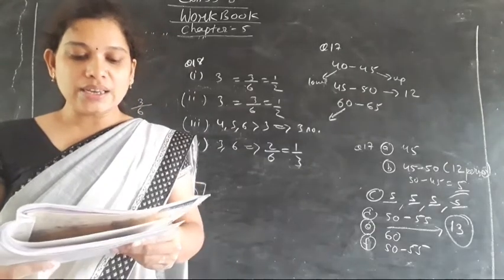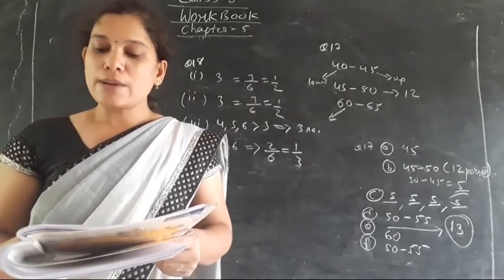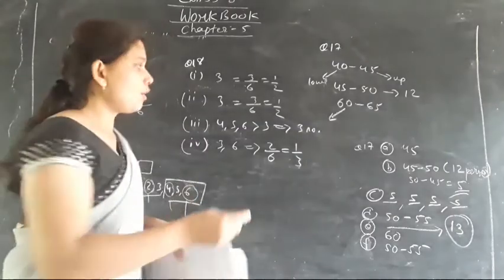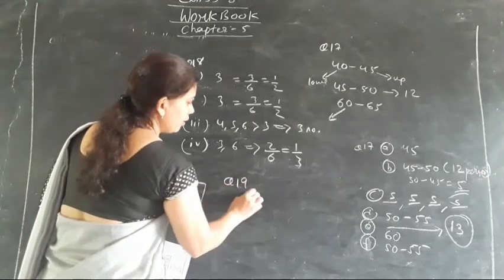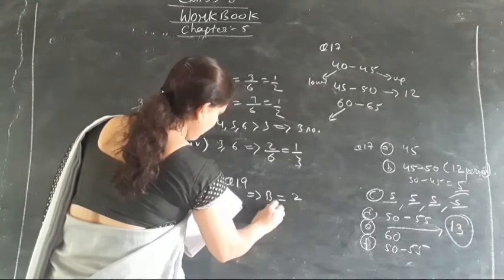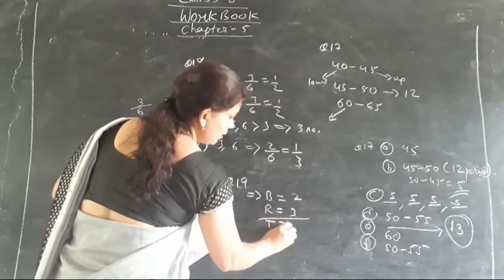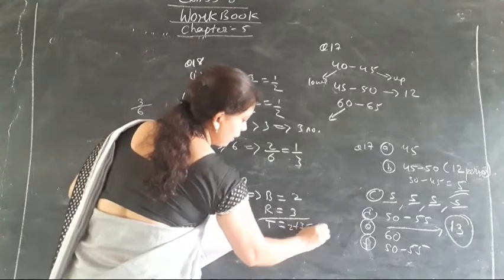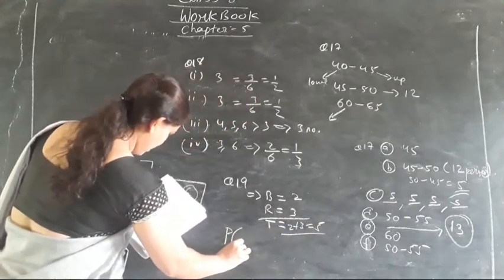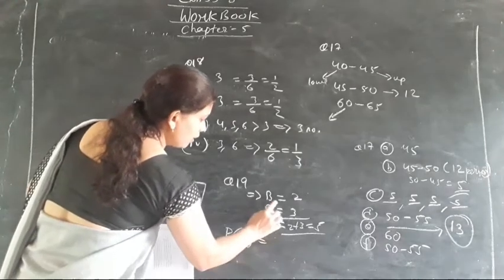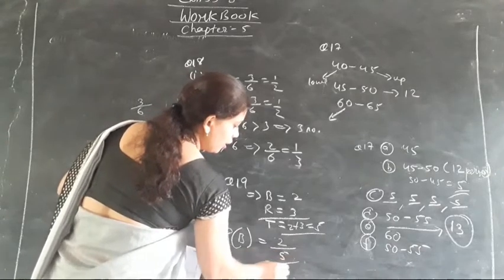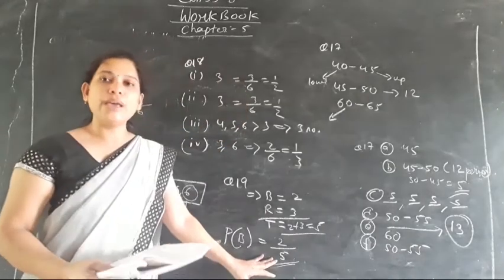Okay. Moving toward the 19th question. A bag contains 3 red and 2 blue marbles. A marble is drawn at random. The probability of drawing a blue marble is dash. So total marbles, how much will it be? Blue marbles are given as 2 and red marbles are given as 3. So total marbles is 2 plus 3 is equal to 5. In the question it is asked the probability of getting a blue marble, isn't it? How many blue marbles do we have? 2. And the total number of marbles is 5. So the answer will be 2 by 5.